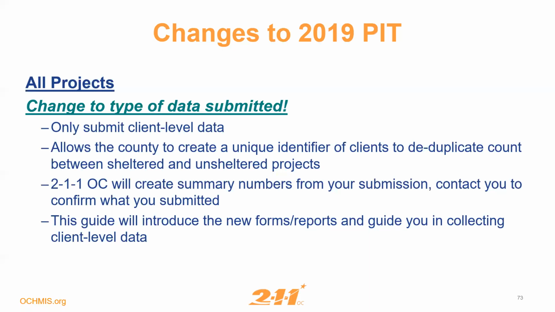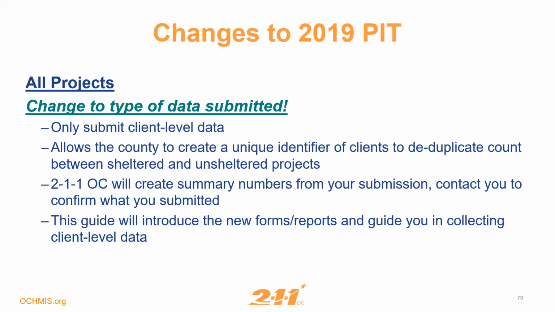So in the past, you submitted reports that had summary data, or you submitted only summary numbers. But this year, we're asking you to submit only client level data. And the reason for this is because the client level data allows the county to create a unique identifier of the clients to deduplicate the count between the sheltered and unsheltered projects.